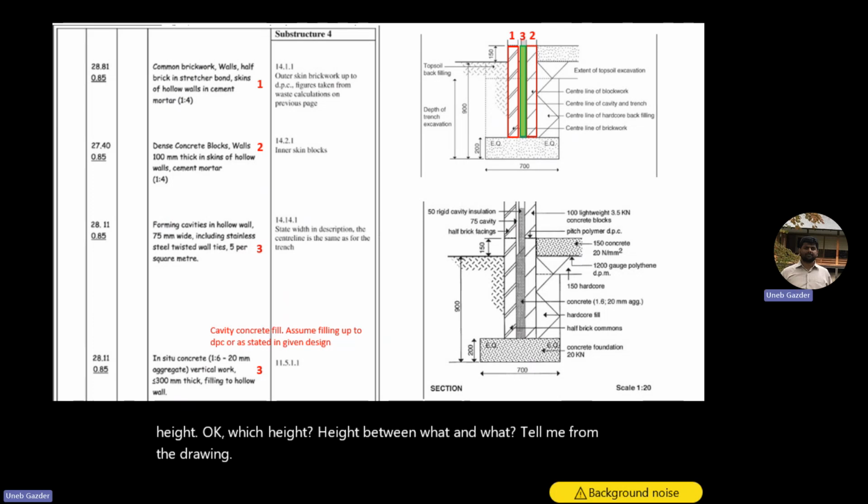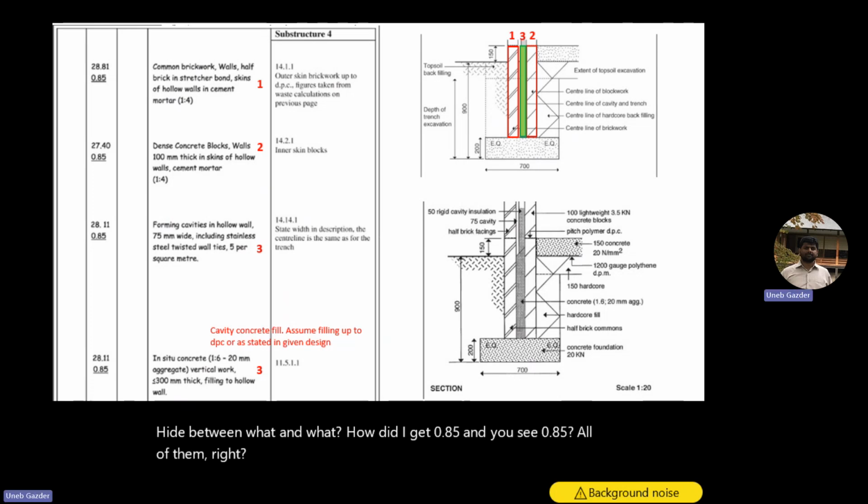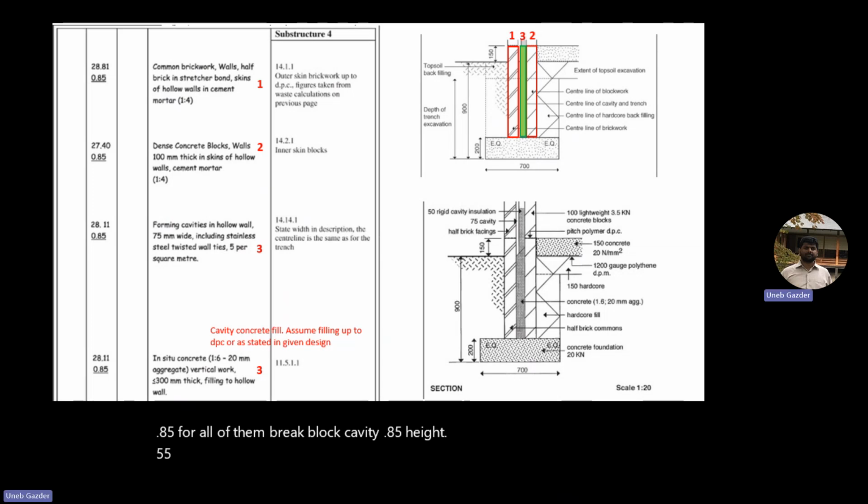Height between what and what? How did I get 0.85? And you see 0.85 for all of them, right? Brick, block, cavity, 0.85 height. Yes. 900 minus 200 plus 150. Okay, from here up to the floor level.